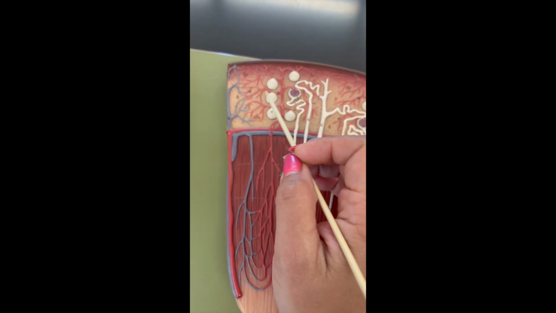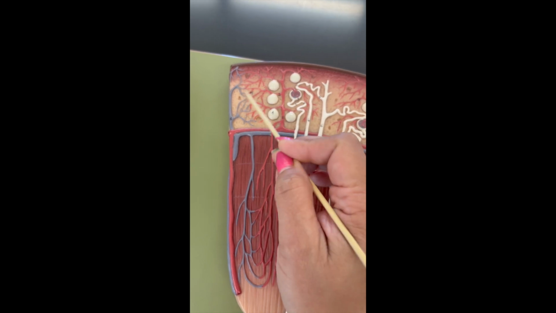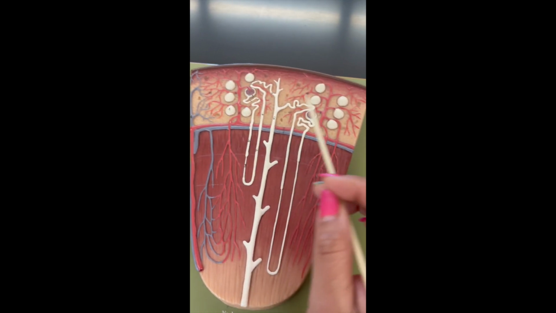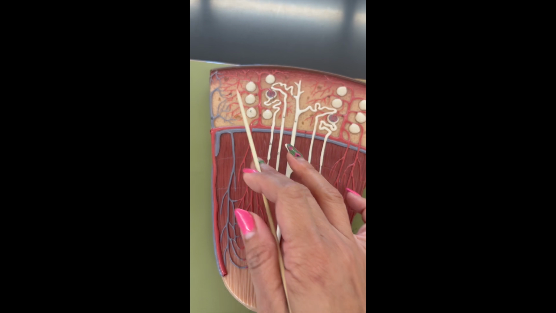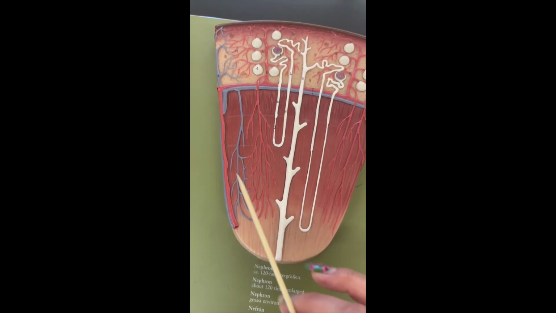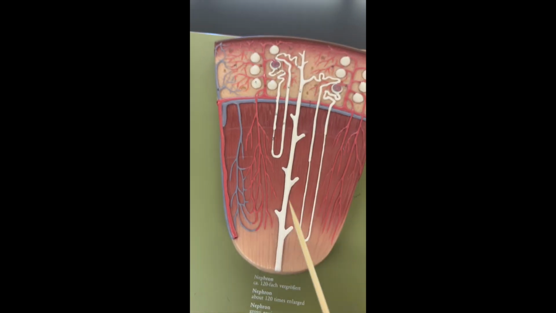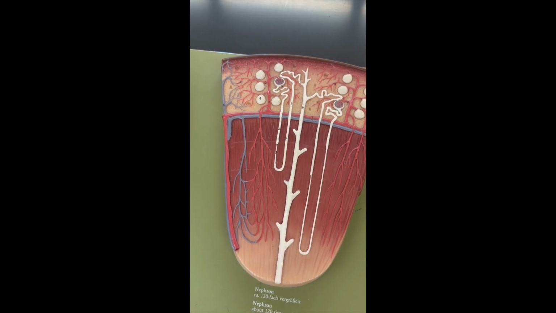You can kind of see this here. These would be peritubular capillaries, but this doesn't really show them around the nephrons. It kind of shows them separately. This would be the vasorecta, but you can't really see that on this model. It's much better on the nephron model.